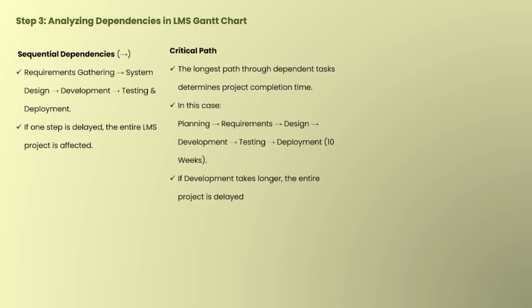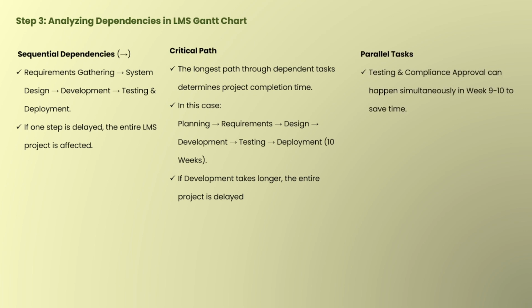Then next is critical path. Well, again you can see here the longest path through the dependent tasks determines the project completion time. What does it mean? If any task on this path, like development, takes more time, the whole project gets delayed. That's why tracking this key task is super important for on time delivery. So this is considered as a critical path in our project, that is the development phase.